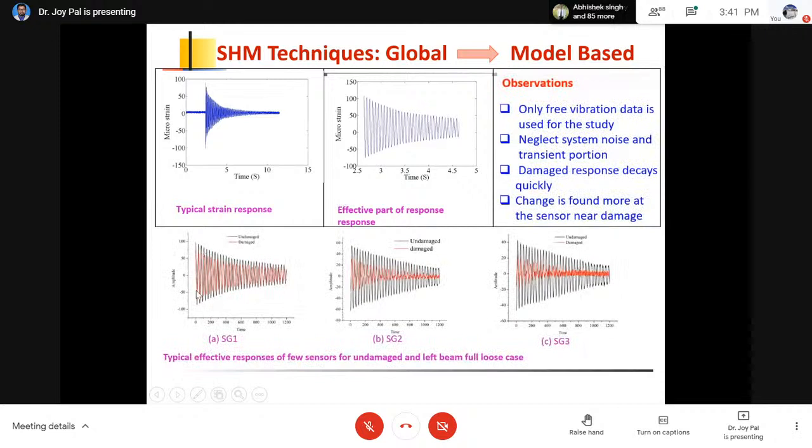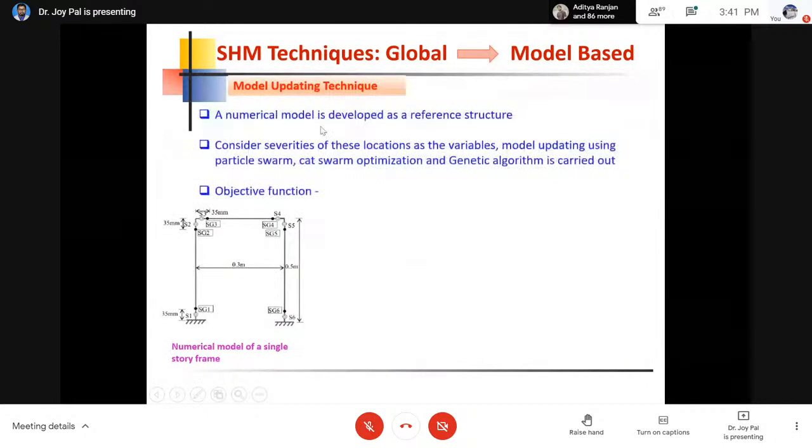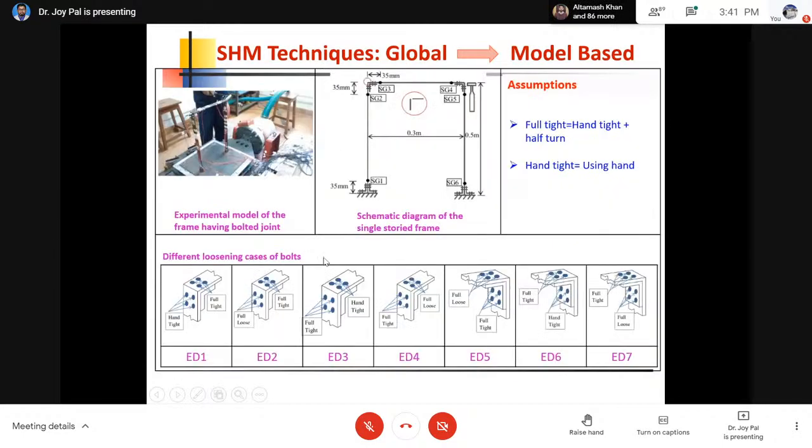Then I compared the damaged signal with the undamaged one, and you can see how the responses varied. Now I constructed one representative numerical model here. See, this is the bolted joint. In MATLAB you cannot directly create a bolted joint, right? At the joint there may be some rotation. That is why rotational springs are considered. That's because if loosening is there, then there will be some kind of rotation.